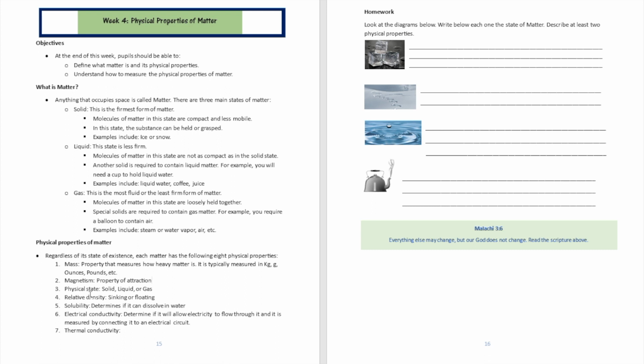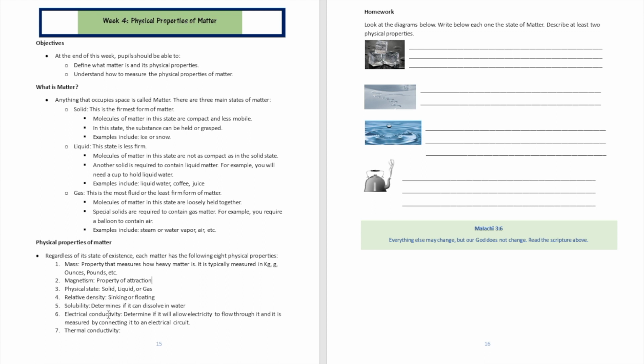What about the physical state? Well, the physical state is what we started talking about. The physical state of matter will be things like, is this matter or is this object a solid? Is it a liquid or is it a gas? Then relative density. Relative density is the ability of that object to sink or to float inside water.